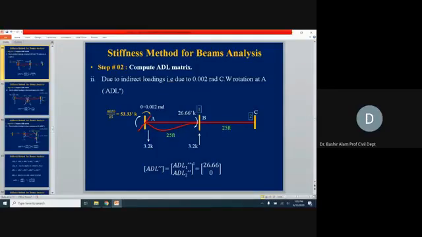Now ADL1 double prime and ADL2 double prime. Corresponding to D1, we have 26.66 clockwise. From the BC span, we don't have anything. So 26.66 here you see. Corresponding to D2, which is at joint C rotation, here we don't find any action, so it is 0. So we have taken this value.